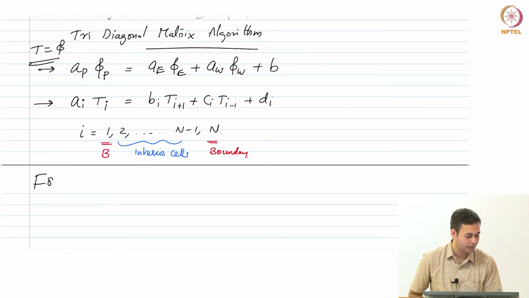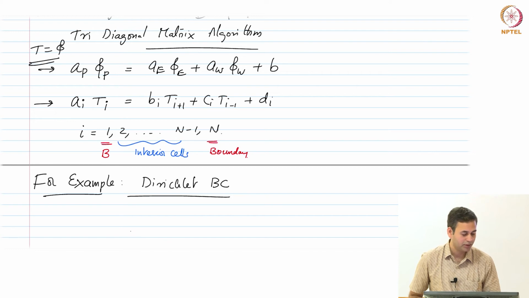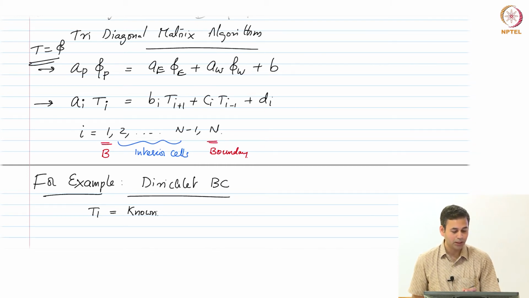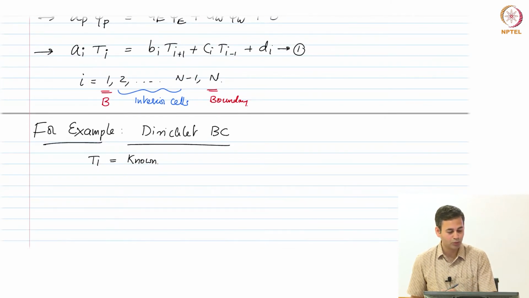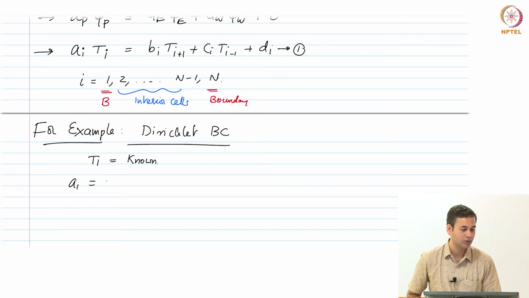For example, if I have a Dirichlet boundary condition for temperature, I would say T1 is known. I would say T1 is some constant. Now, if T1 is constant, how can I rewrite this equation in matrix form? What would the coefficients be if I have to say T1 is known? This would reduce to A1 equals 1.